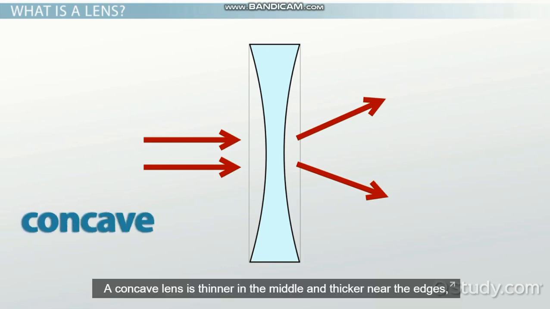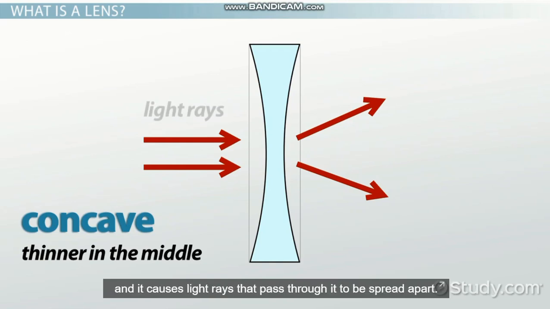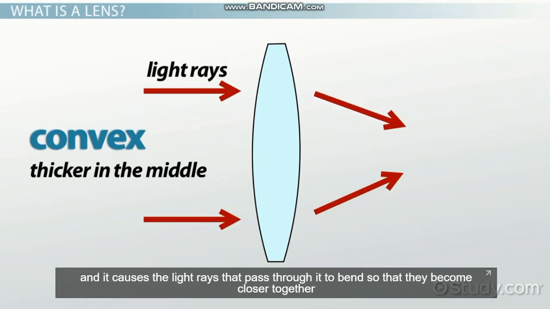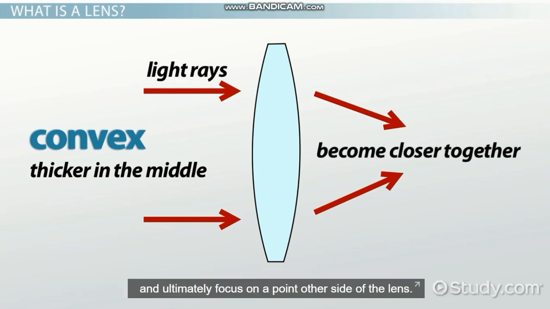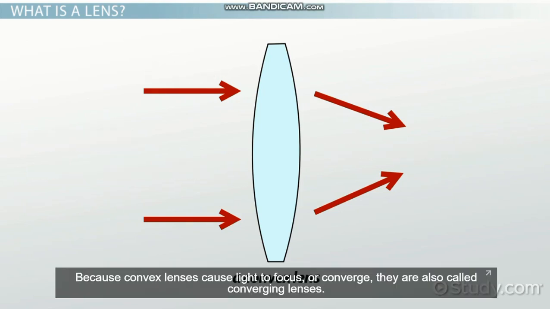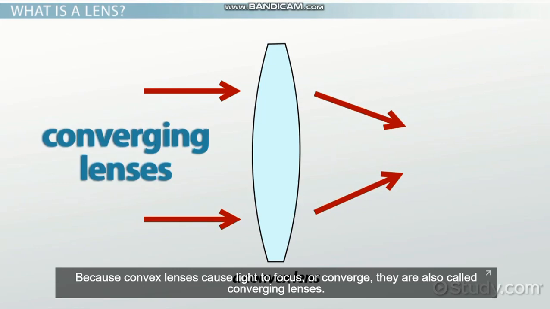A concave lens is thinner in the middle and thicker near the edges, and it causes light rays that pass through it to spread apart. A convex lens is thicker in the middle and thinner near the edges, and it causes the light rays that pass through it to bend so that they become closer together, and ultimately focus on a point on the other side of the lens. Because convex lenses cause light to focus or converge, they are also called converging lenses.